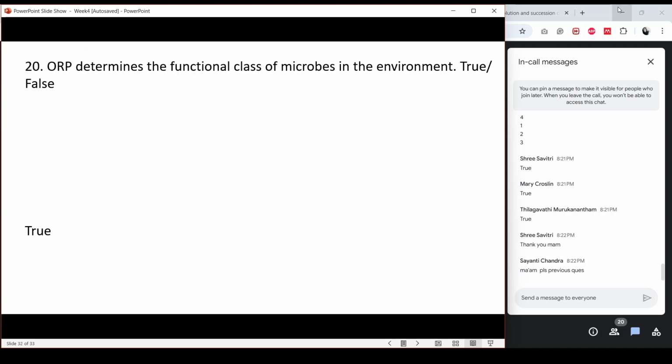Which question, Sayanti? I'm sorry, which question do you want to know? Question number 20. The answer is true. So we were discussing this, right? ORP, the functional resources and the right conditions. The right conditions were pH, ORP, light. So this is one of them. ORP determines the functional class of microbes because the ORP will change, right? At the top surface it will be aerobic, and at the bottom it will first become facultative, then anaerobic. So ORP is changing.